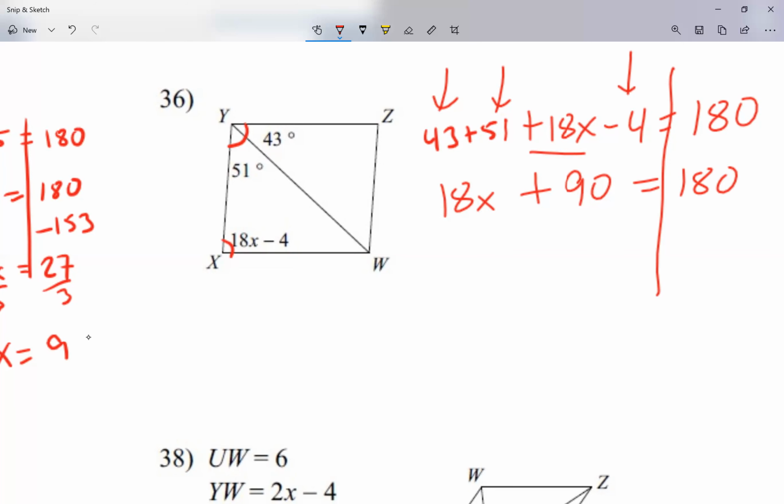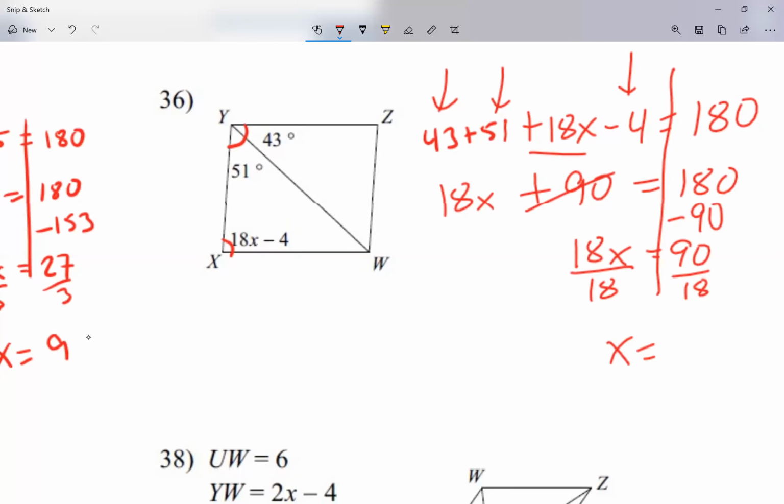All right. To get the 18x by itself, the plus 90, let's move it over as a minus 90. So I get that 18x is equal to, now 180 minus 90, that's 90. To get the x by itself, let's divide both sides by 18. Now 90 divided by 18, that's 5. So x equals 5.